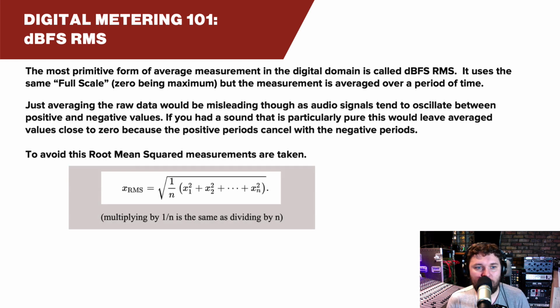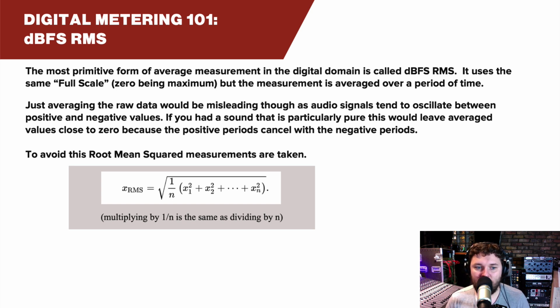So if you were to just average the raw data, it would be misleading, because audio signals tend to oscillate between periods of positive and negative pressure. So if you had a sound that is particularly pure, like a sine wave, this would leave average values close to 0 because the positive periods would cancel with the negative periods. Obviously, this is something that we don't want, and this is not how we're hearing anyway. So to avoid this, people use root mean squared measurements.